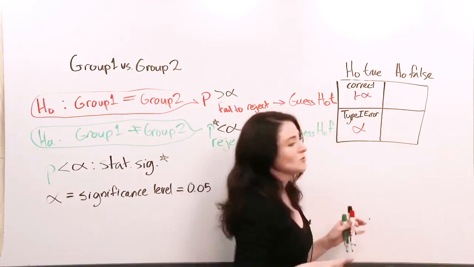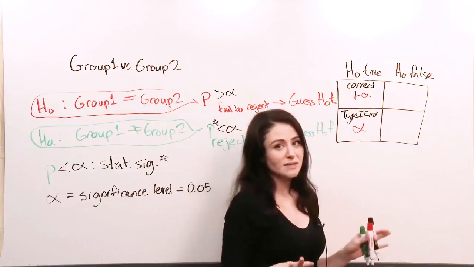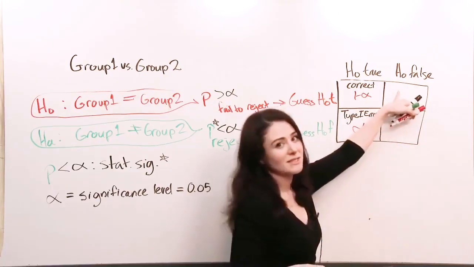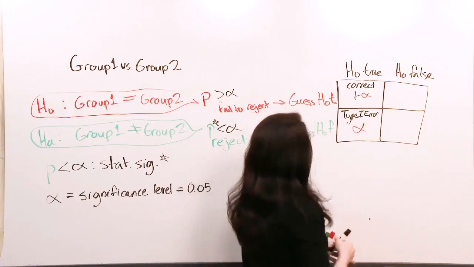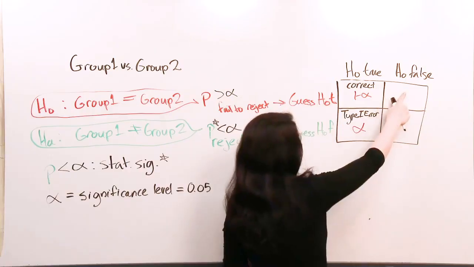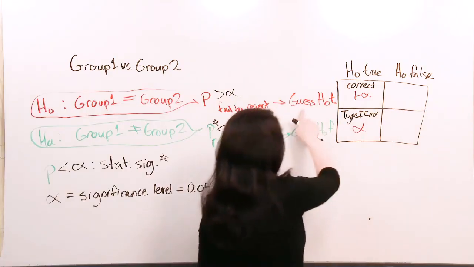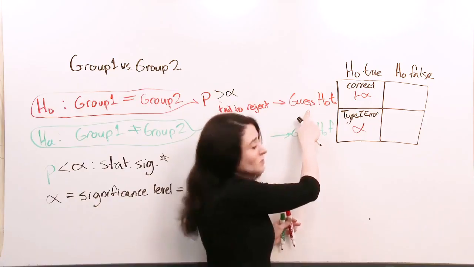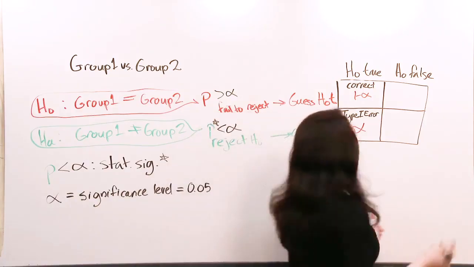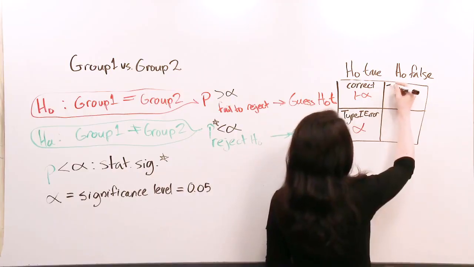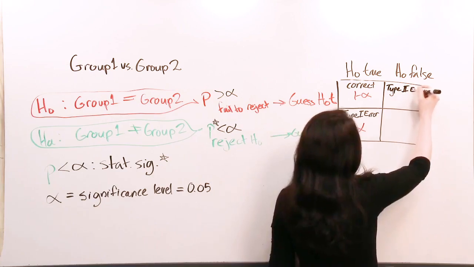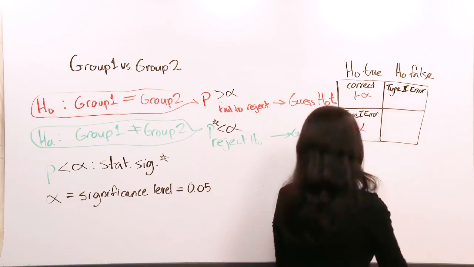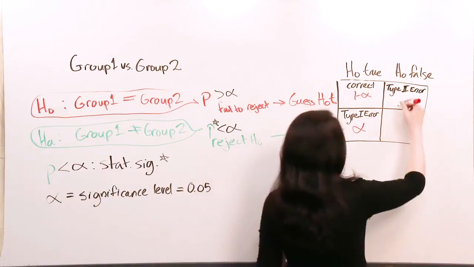All right, let's move on to the universe where, regardless of what our data end up telling us, the null hypothesis is false. There actually is a difference between the two groups. If within this universe where the null hypothesis is false, we make a guess that the null hypothesis is true, we have again committed error. We've committed a type 2 error. And the probability of committing a type 2 error is equal to beta.